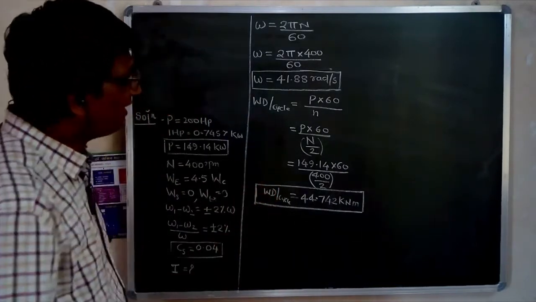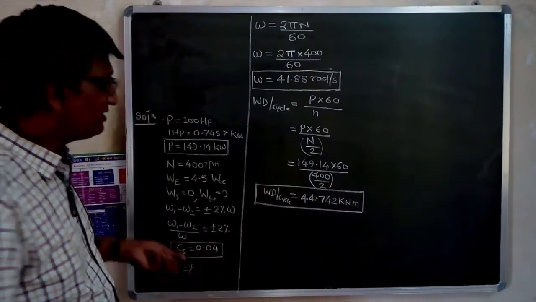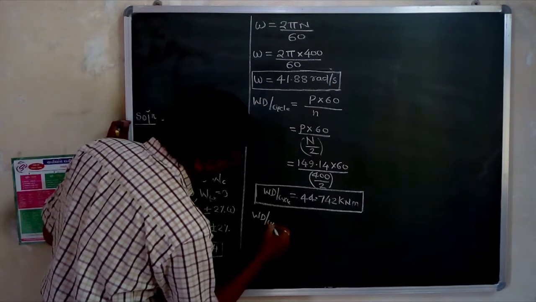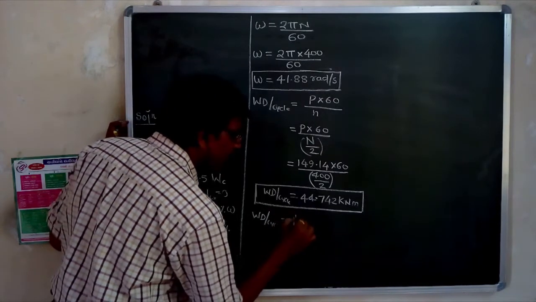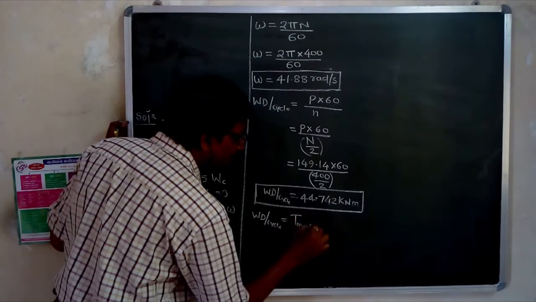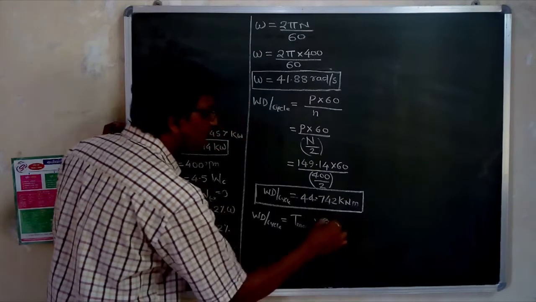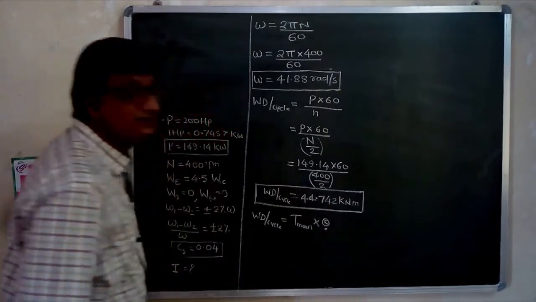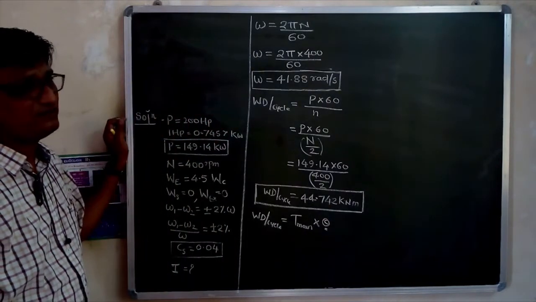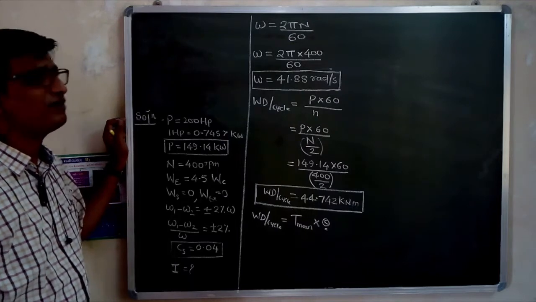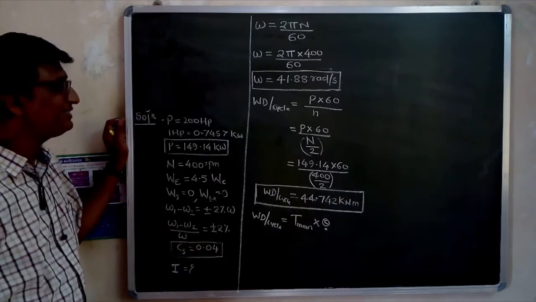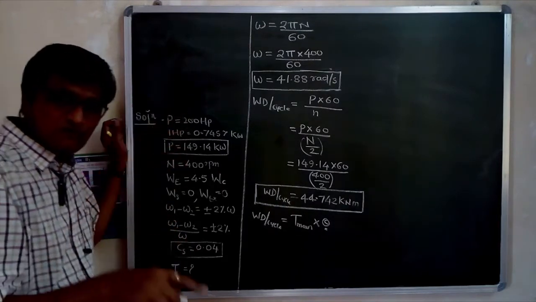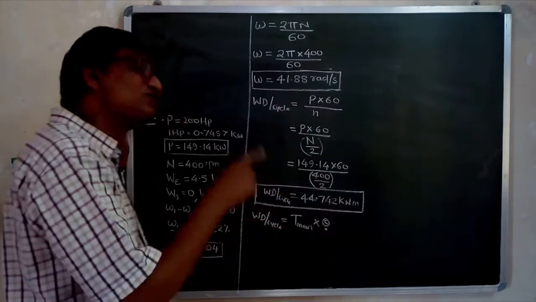Now another thing is, as you know, what is the work done per cycle again? Work done per cycle can also be calculated as T main into theta. That already you know the relation. Theta is nothing but the duration of a cycle, whether it is a 1 revolution cycle or a 2 revolution cycle. As you know, this is a 4-stroke, so its cycle is of 4 pi, that is 1 revolution is 2 pi, 2 revolutions is 4 pi.